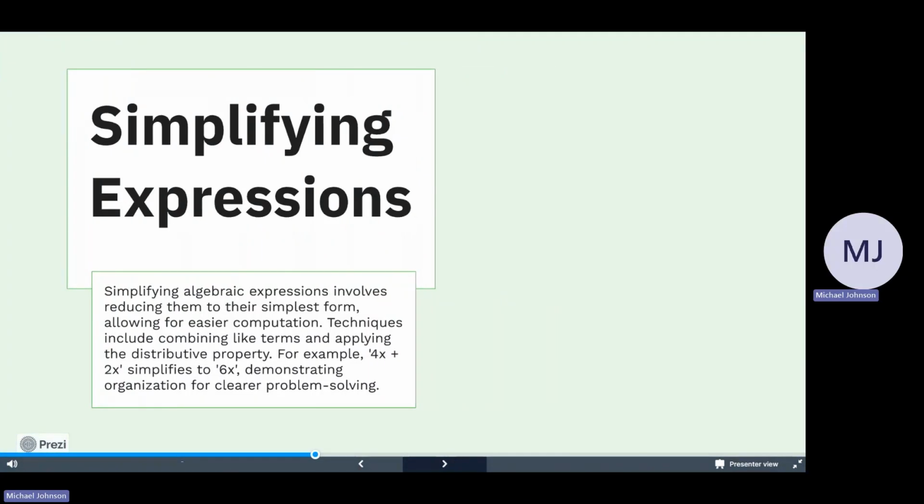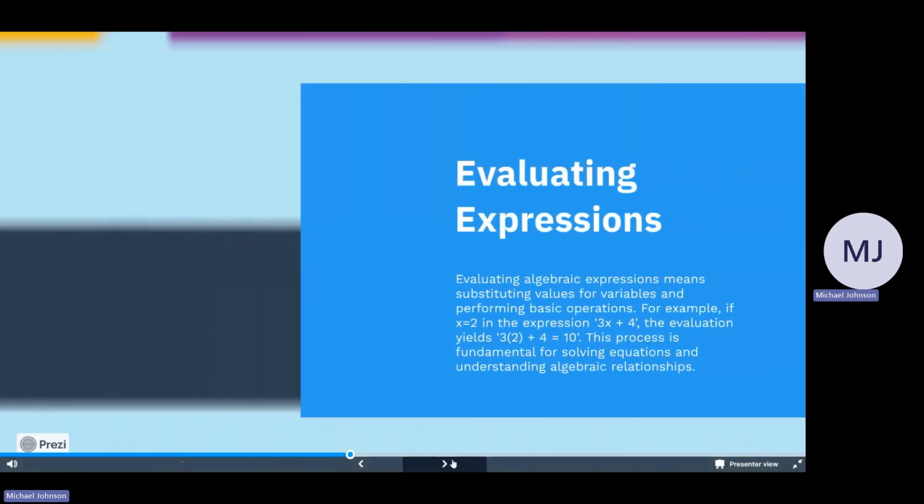Simplifying algebraic expressions involves reducing them to the simplest form, allowing for easier computation. Techniques include combining like terms and applying the distributive property. For example, 4x plus 2x simplifies to 6x, demonstrating organization for clearer problem solving.